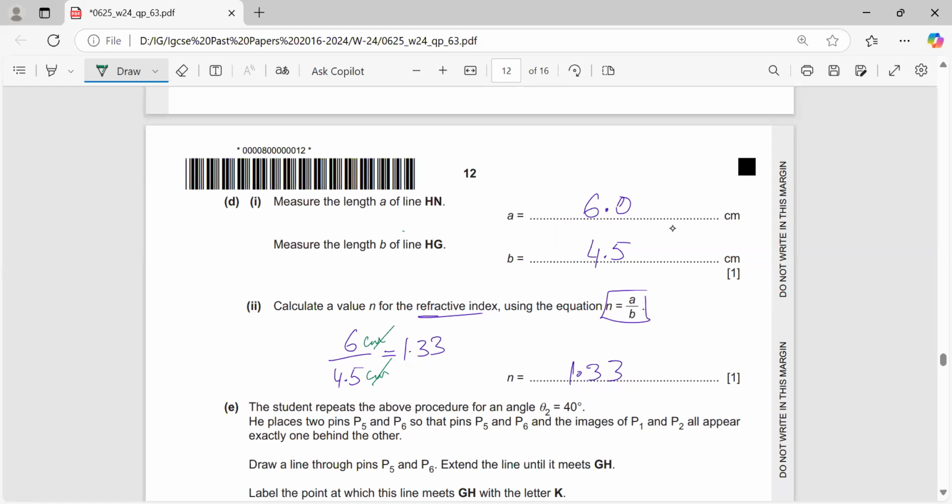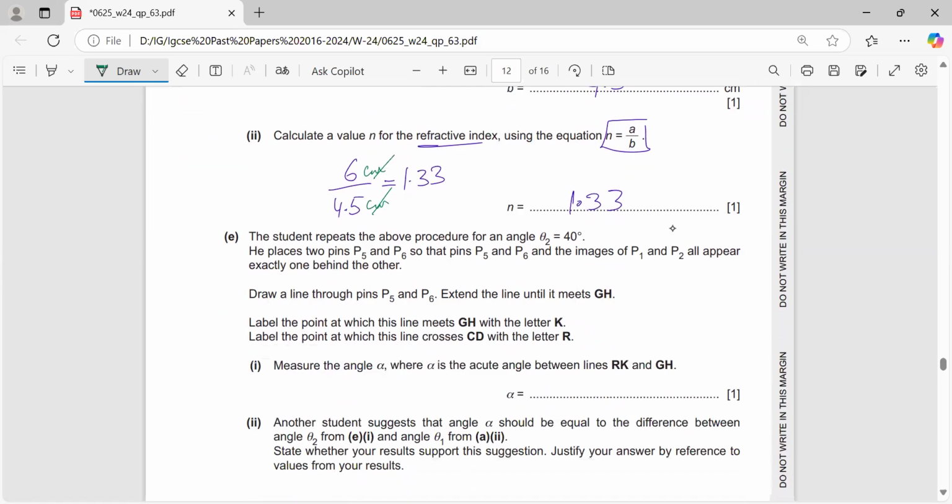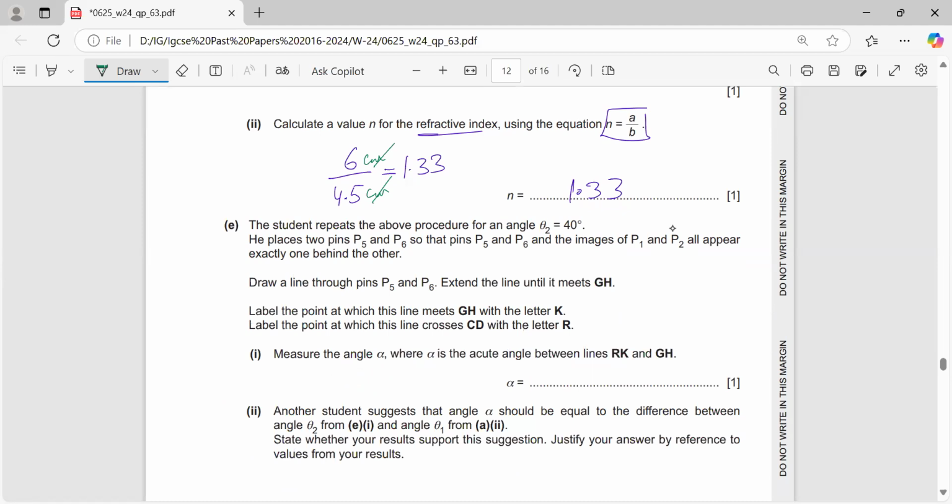But we must follow the instructions. The student repeats the above procedure for an angle theta 2 equal to 40 degrees. He places two pins P5 and P6 so that pins P5 and P6 and the images of P1 and P2 all appear exactly one behind the other, meaning they are in line. Draw a line through the pins P5 and P6, extend the line until it meets GH. Label the point at which this line meets GH with the letter K.